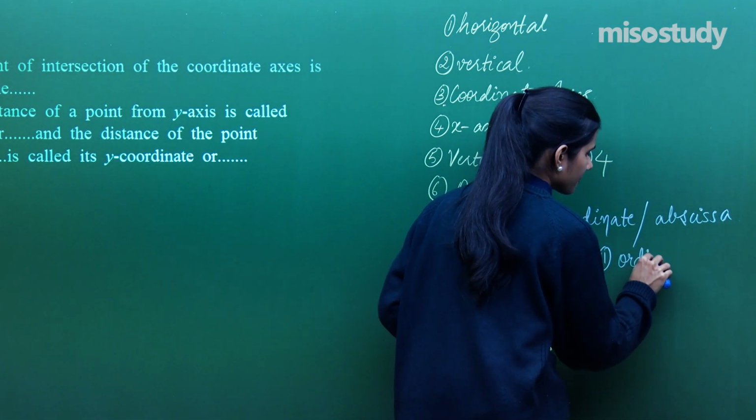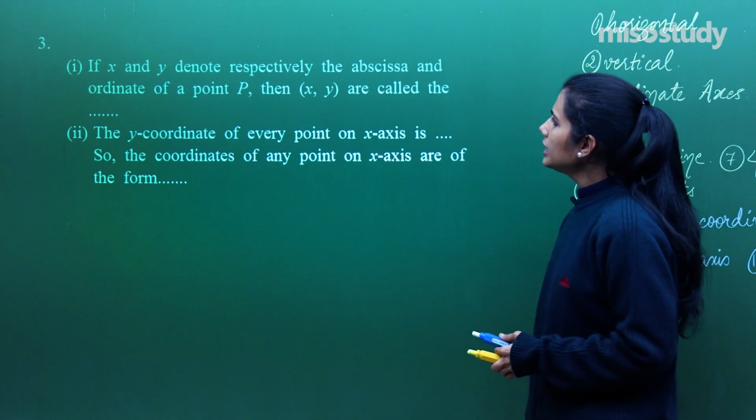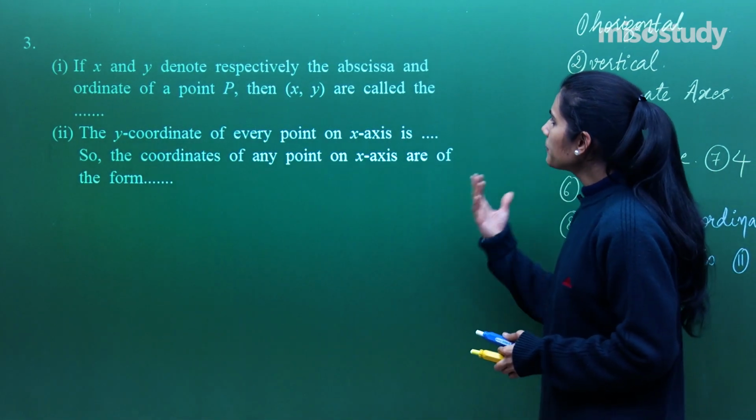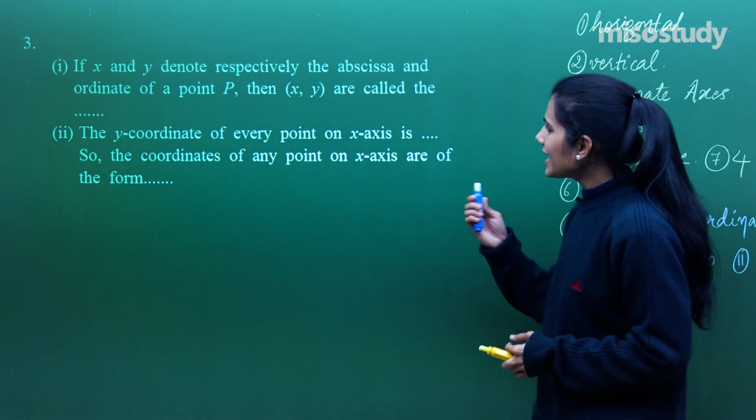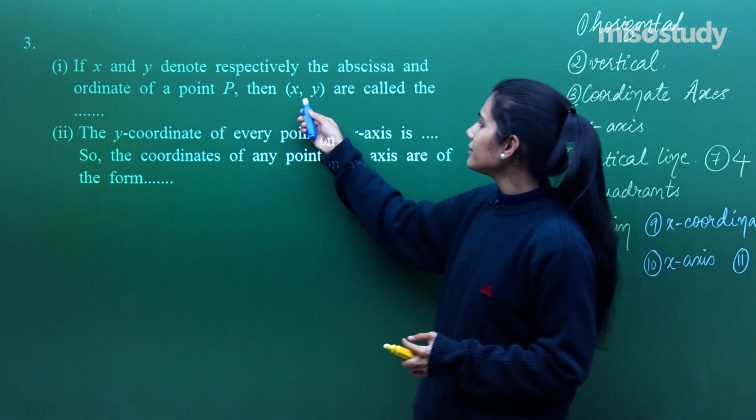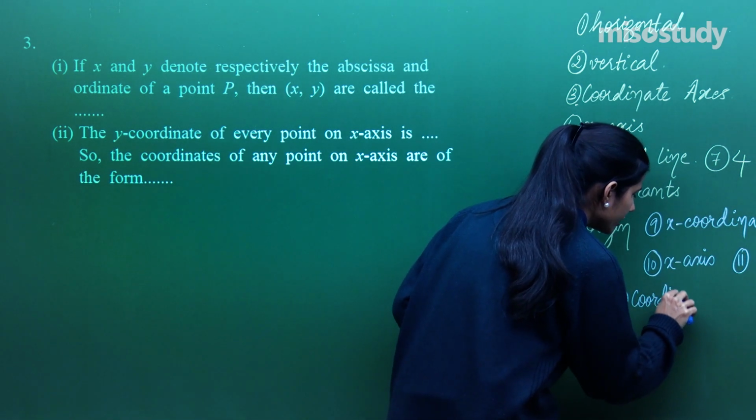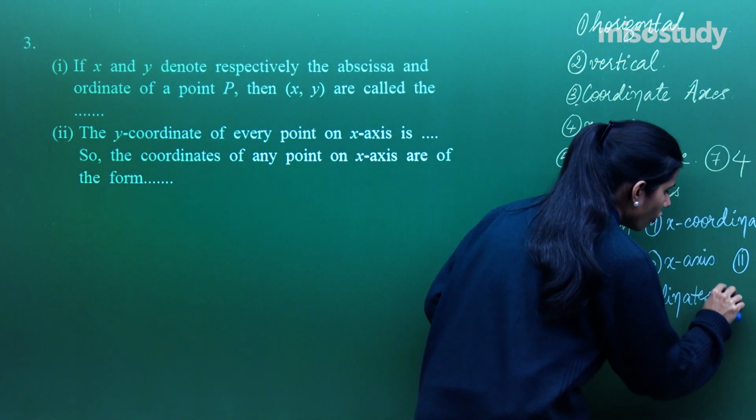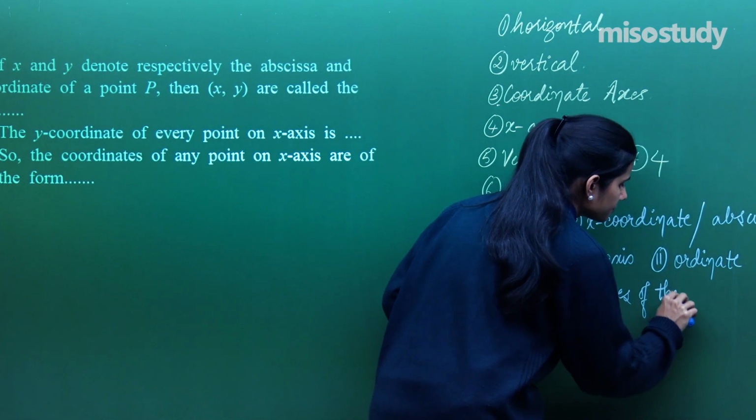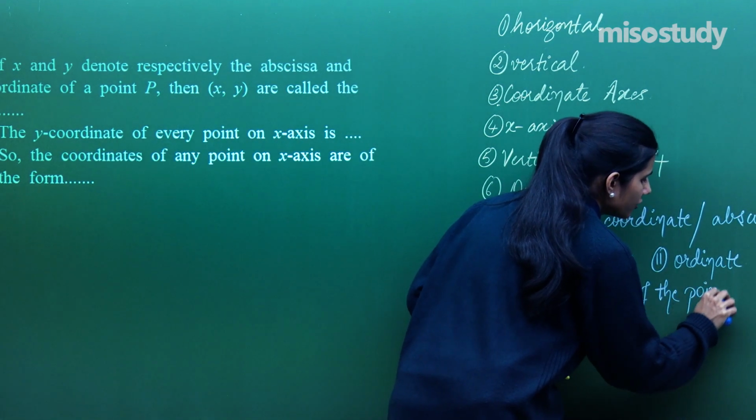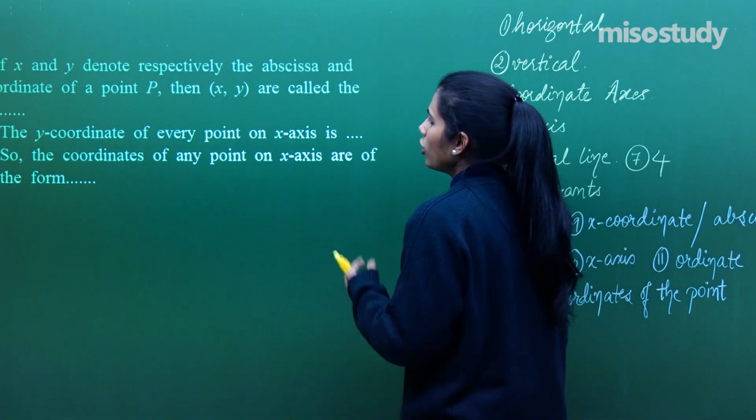Clear? Moving ahead, we have if x and y denote respectively the abscissa and ordinate of a point, then x comma y, this ordered pair, is called what? It's just called the coordinates of point P. It's called the coordinates of the point, right, of point P.